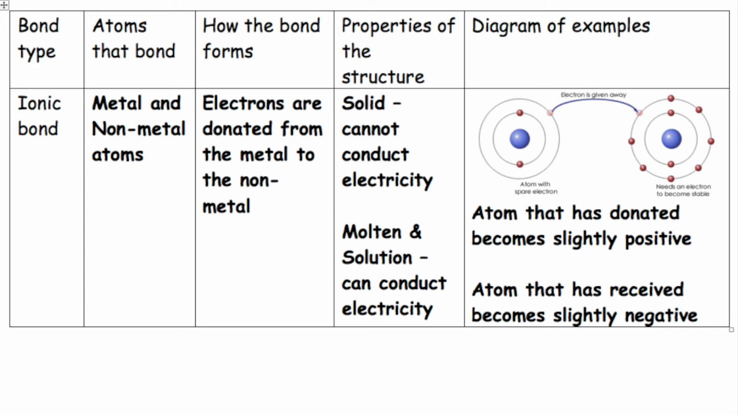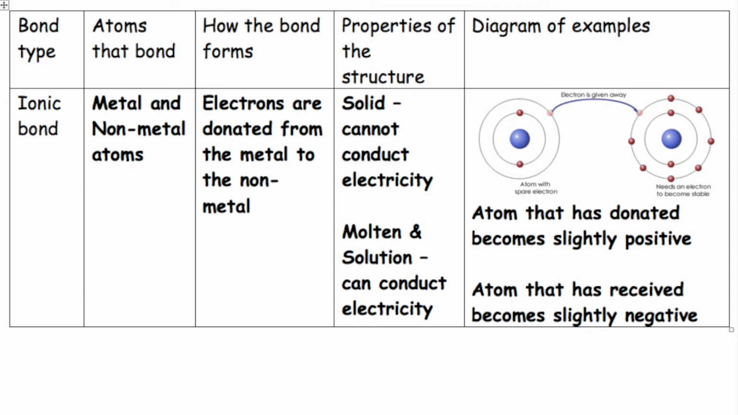Because electrons have moved, we can now refer to these as ions. So the atom that donated an electron has now become slightly positive. The ion that has received the electron has now become slightly negative. This creates a strong electrostatic attraction between the two ions, making it difficult to break up. Therefore, the properties are as follows.